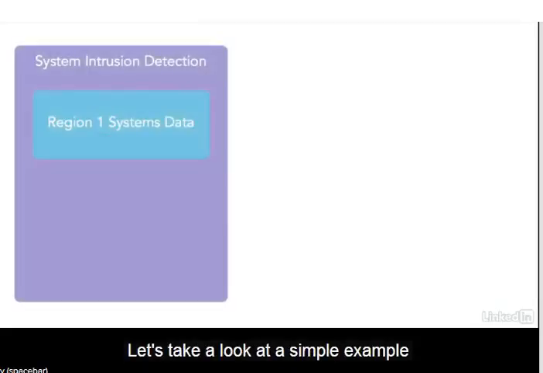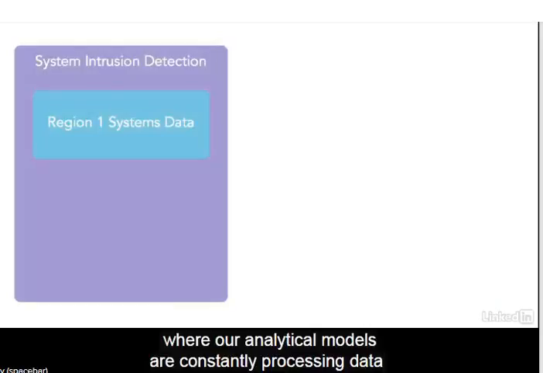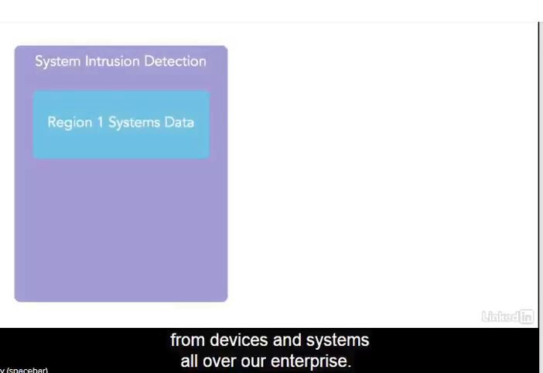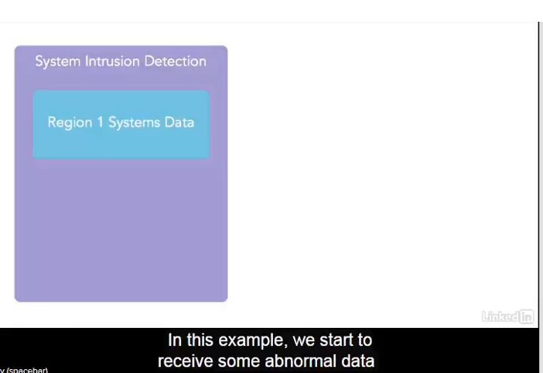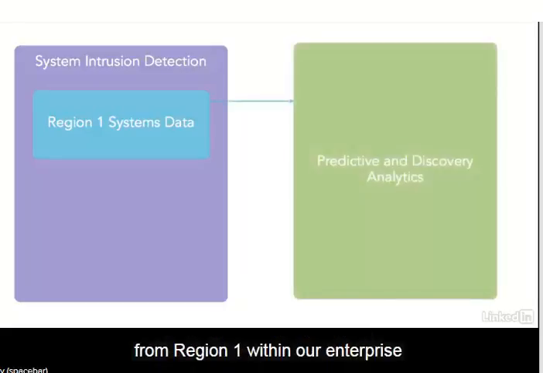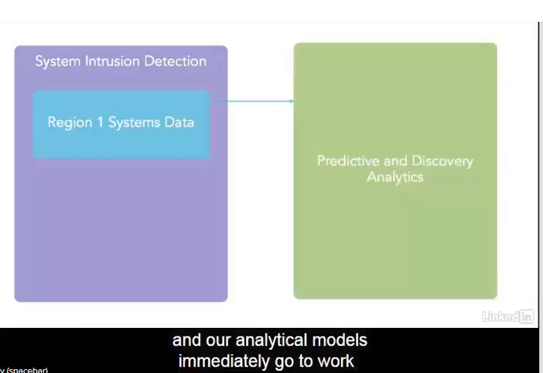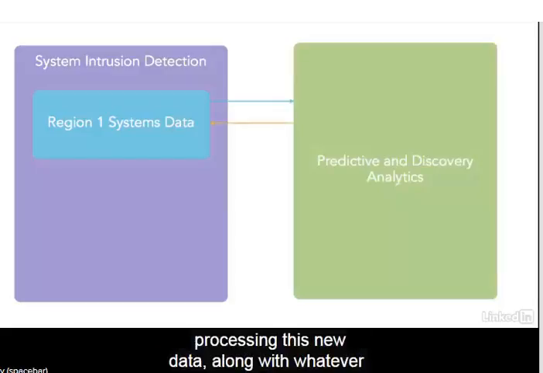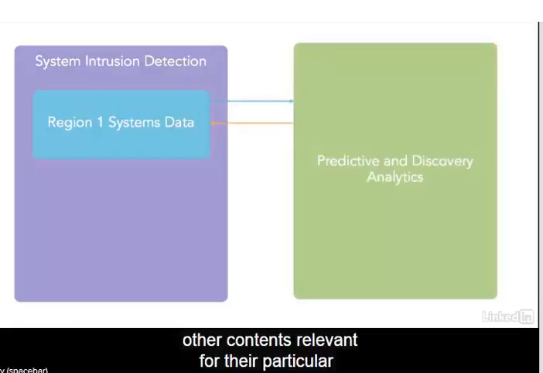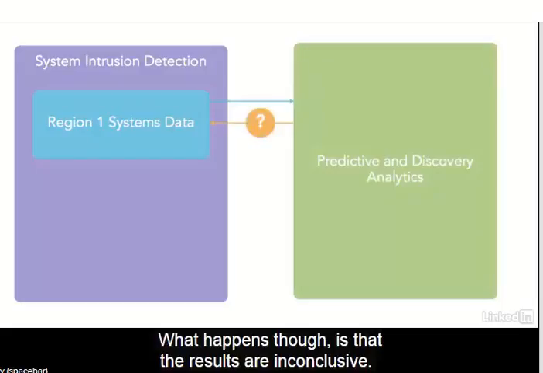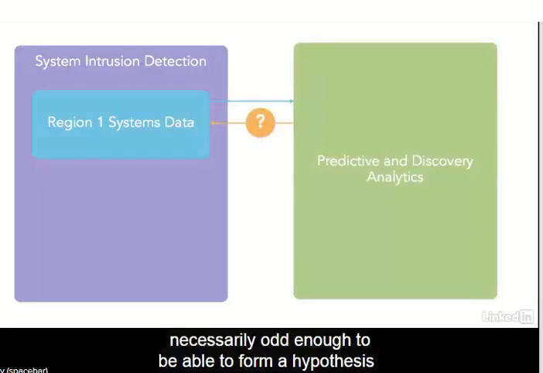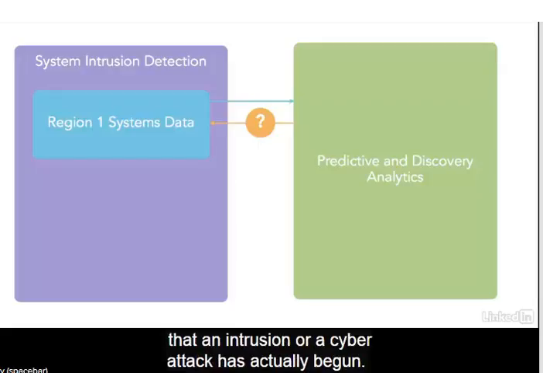Let's take a look at a simple example where our analytical models are constantly processing data from devices and systems all over our enterprise, and we're doing this for the earliest possible alerts for intrusions and various forms of cyber attacks. In this example, we start to receive some abnormal data from Region 1 within our enterprise, and our analytical models immediately go to work processing this new data, along with whatever other content's relevant for their particular predictive and discovery models. What happens, though, is that the results are inconclusive. Something's definitely odd, but it's not necessarily odd enough to be able to form a hypothesis that an intrusion or a cyber attack has actually begun.